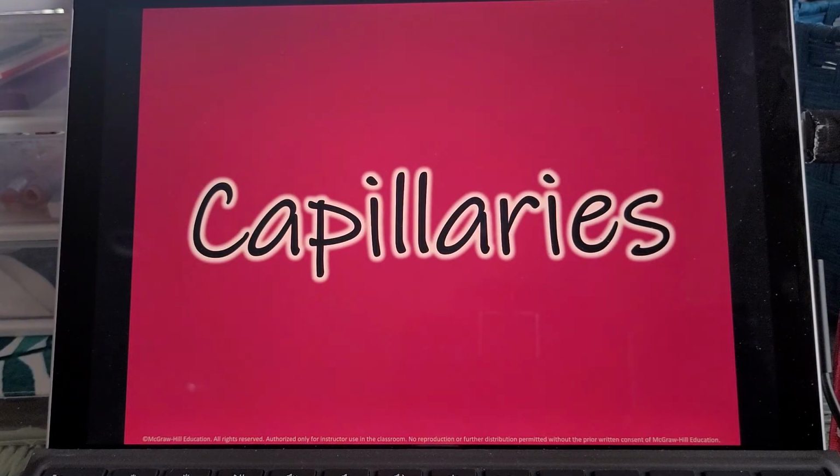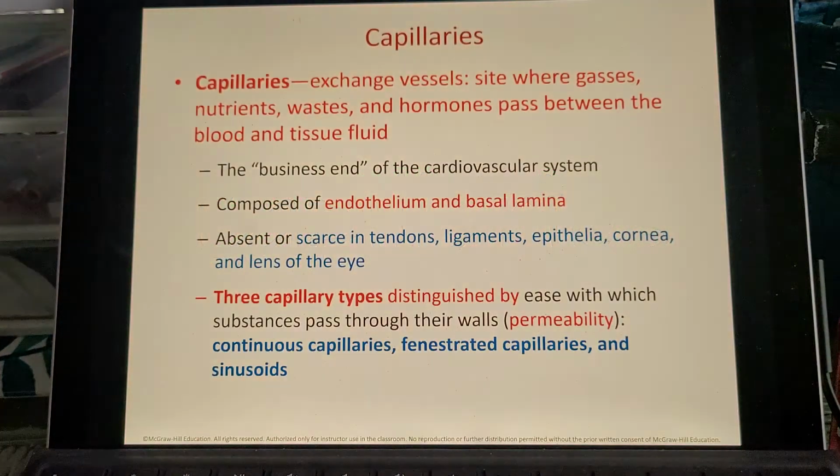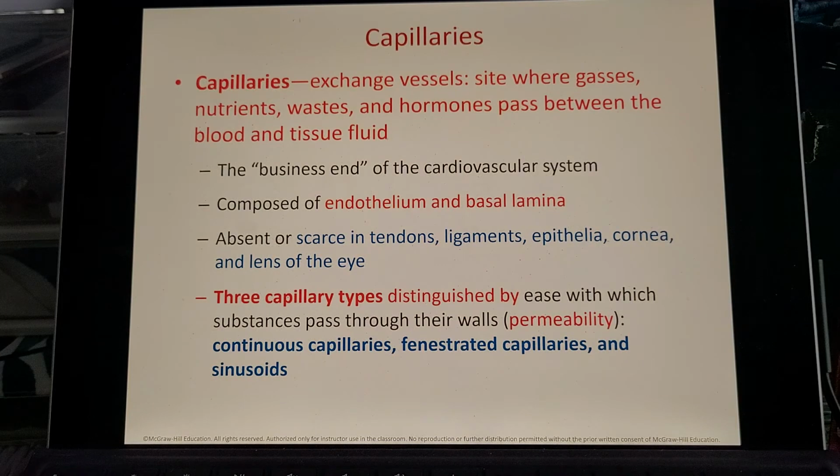Okay, let's look at your capillaries. Okay, so your capillaries are the blood vessels where you'll have nutrient exchange with your tissue, picking up waste from the tissue, and hormones, because that's where they're circulating in your bloodstream. So with your capillaries, their structure is very simple. You just have your endothelial layer and your basement membrane.